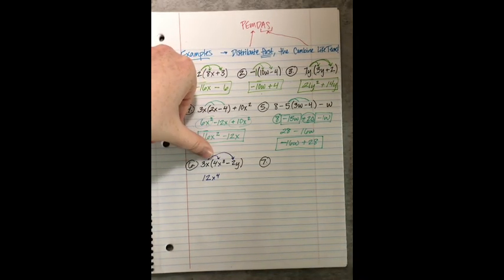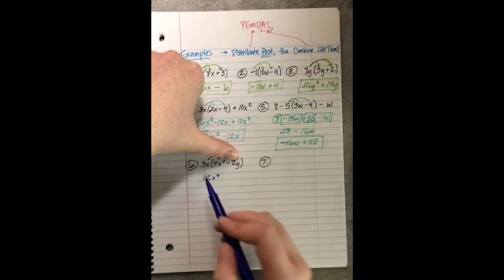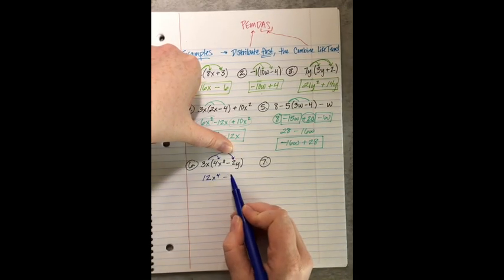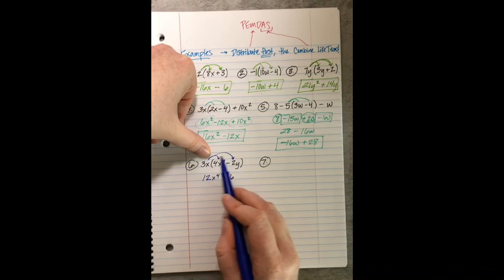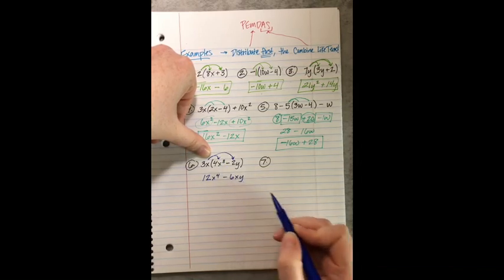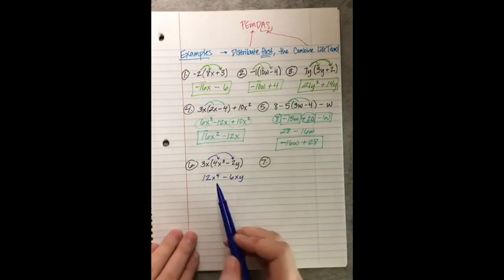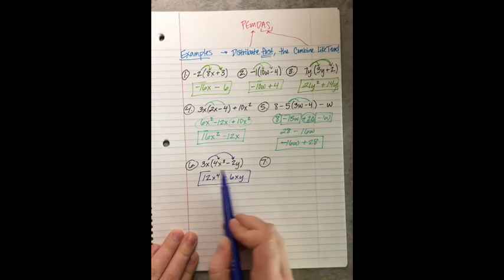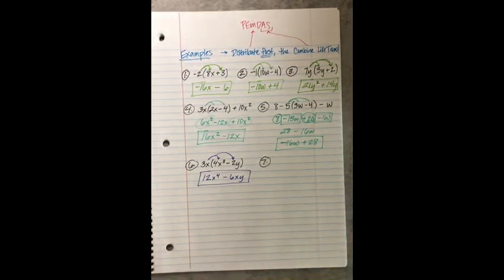Now I multiply it to this negative 2y. Well, 3 times negative 2 is negative 6. What's x times y? Well, it's just xy. And that's it. That would be my final answer. I can't combine them. They're not like terms. They don't have the same variables. So that's it. I'm done.